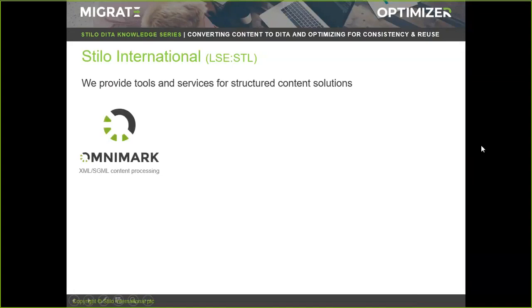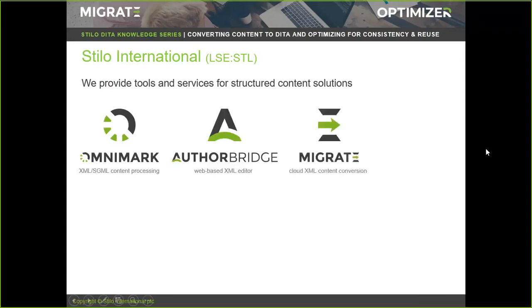Some of you may know of our OmniMark content processing or development language, which is coming up with V11 this coming year. In recent years, we've been developing AutoBridge, which is a web-based XML editing tool, and that's been the subject of other webinar presentations of ours recently. But today we're going to be talking about Migrate, our cloud XML content conversion service, and also about Optimizer, which is our content optimization tool.